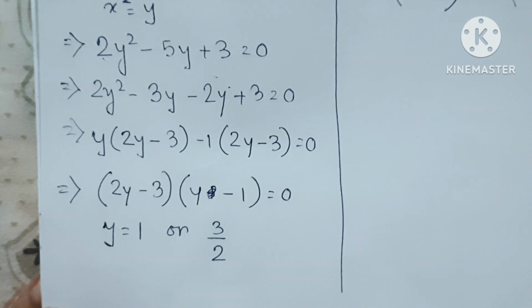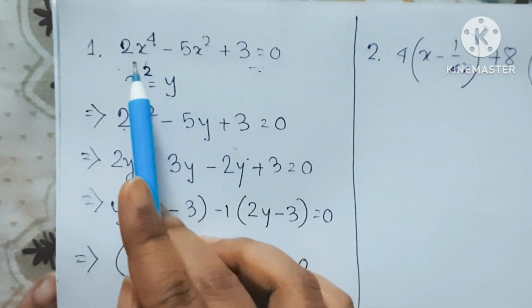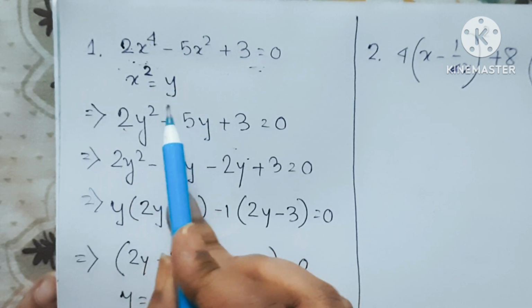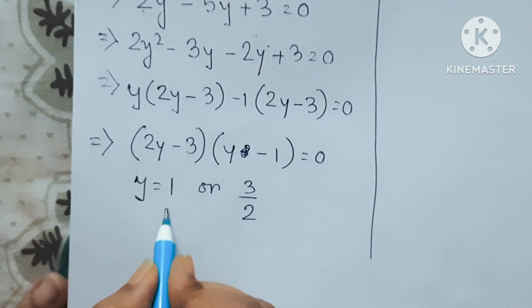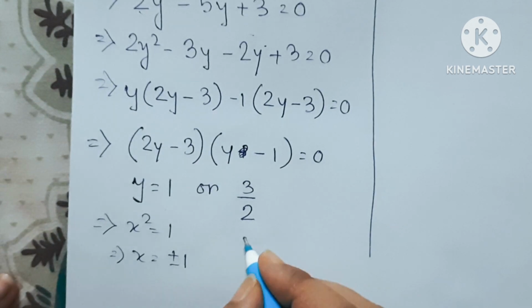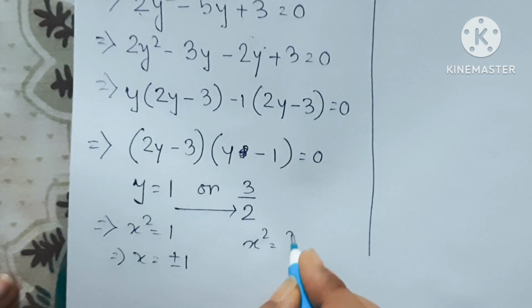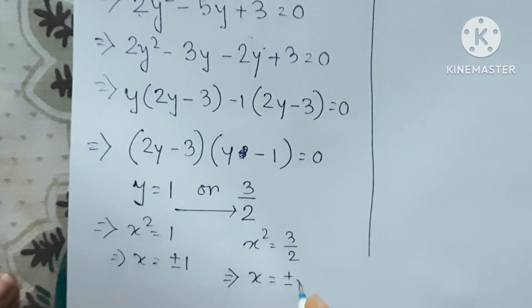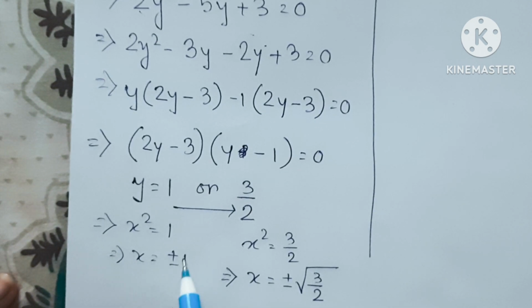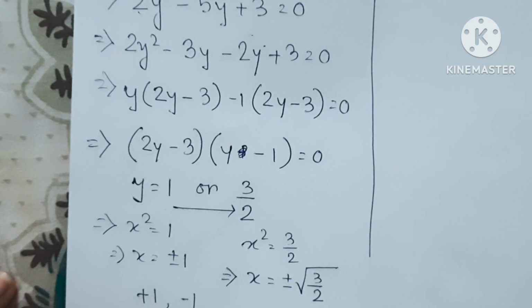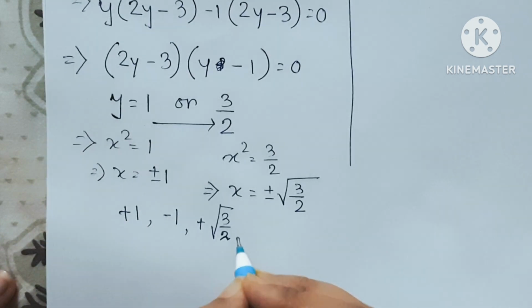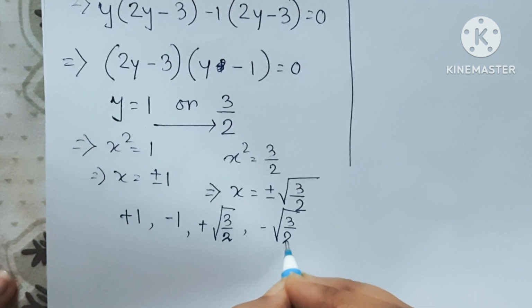Okay. Now see, this is a polynomial whose n equal to 4. n equal to 4 means you will get 4 roots. Okay. So, from here y equal to 1, that means x square equal to 1, that means x equal to plus minus 1, and here x square equal to 3 by 2. So, it will give you x equal to plus minus root over 3 by 2. Okay. So, how many roots are there? 1, minus 1, plus root under 3 by 2, minus root 3 by 2.